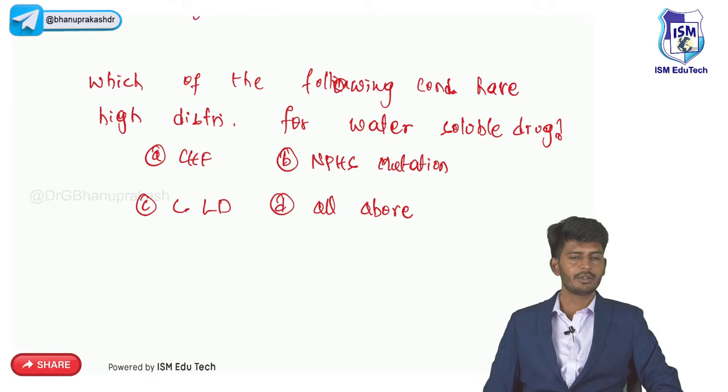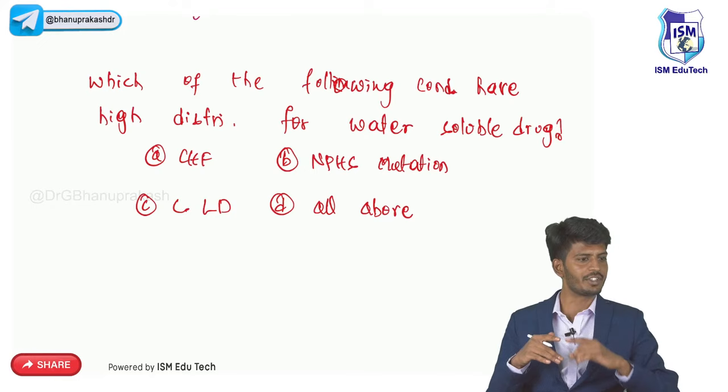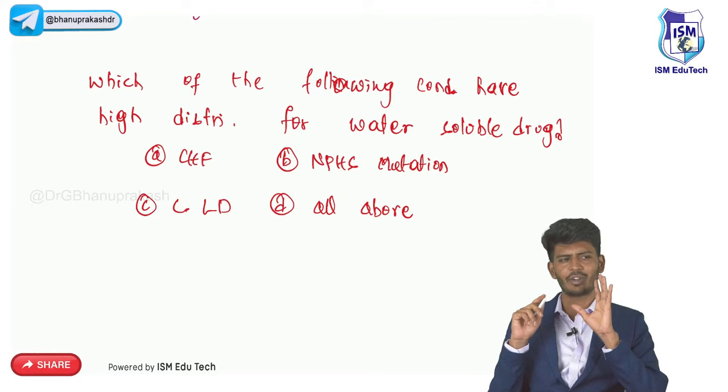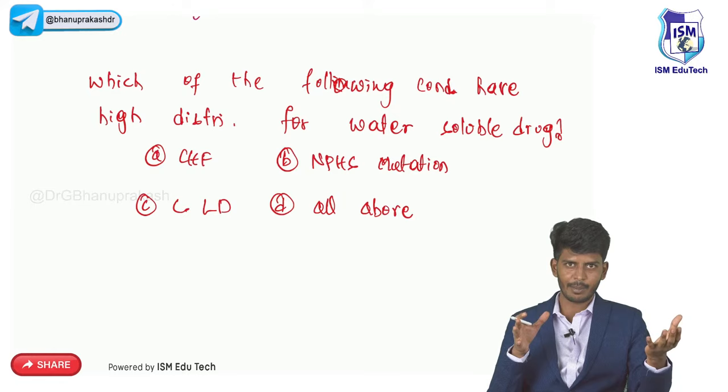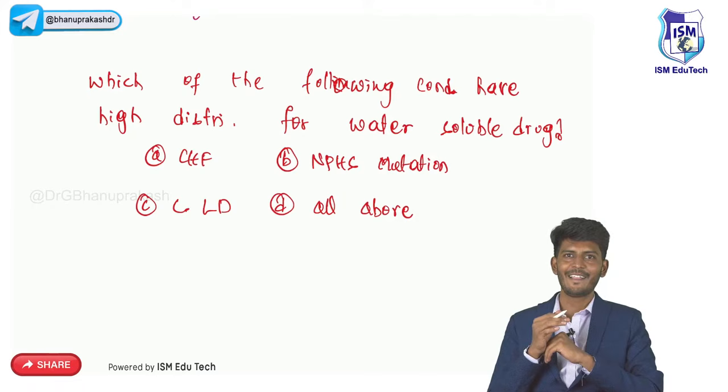What about others? Others say, like literally, we didn't understand the question. Okay, oh, very good. CLD. Now, CLD, I'll tell you what you thought. You people thought, okay, he is talking about drugs. If he is talking about drugs, that means it is metabolized. Most of the drugs are metabolized in the liver. So, let's answer chronic liver disease. Right? The answer is not that one also.